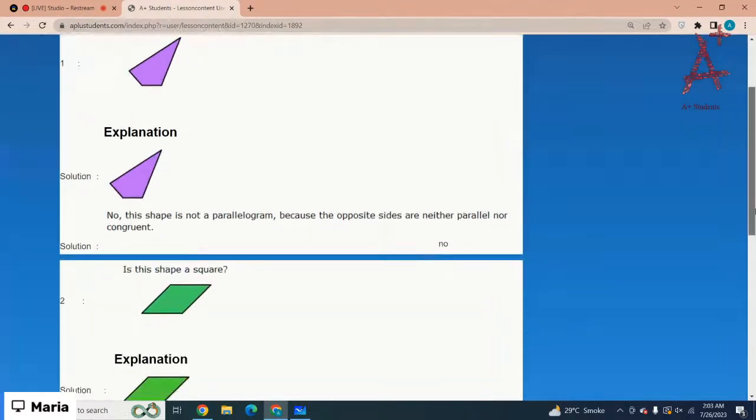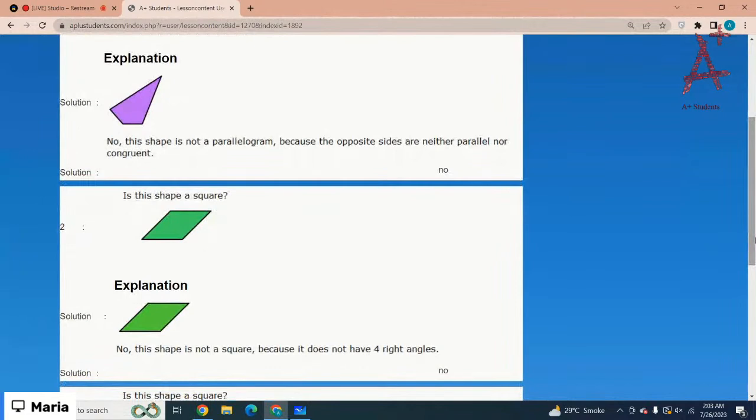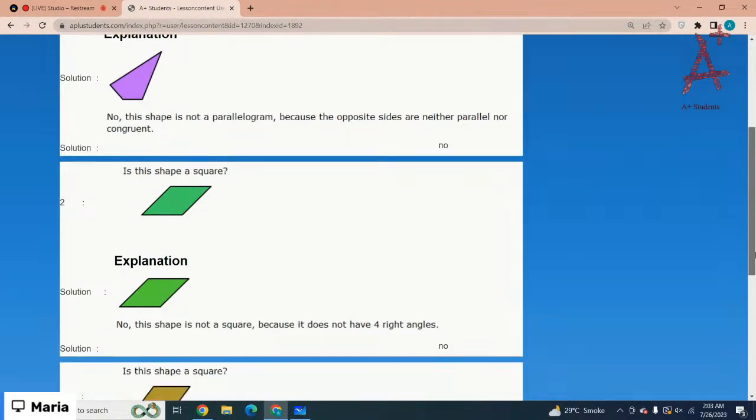Okay, the next one: is this shape a square? No, this is not a square because a square has all four right angles. In the given one, they are not right angles. It does not have four right angles. So this one is not a square. That means if a shape is a square, all four angles must be right angles.